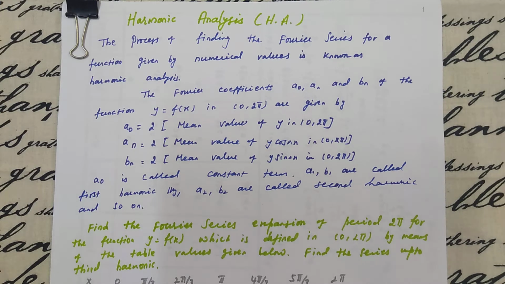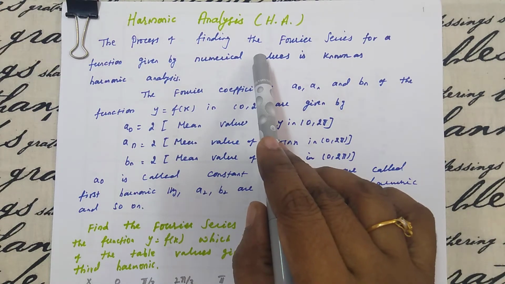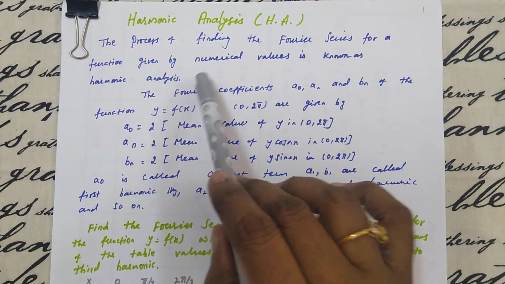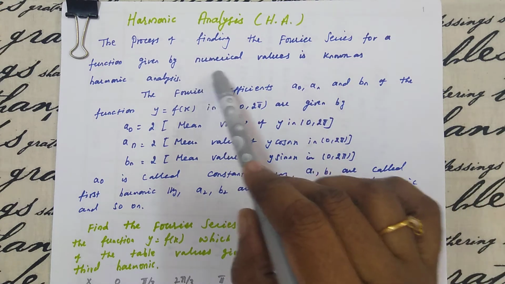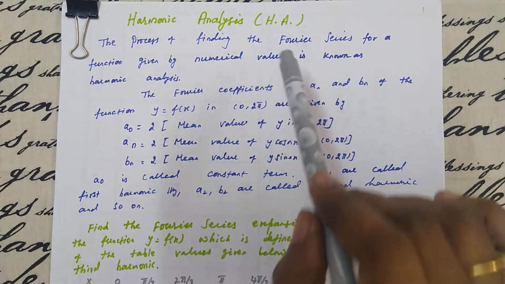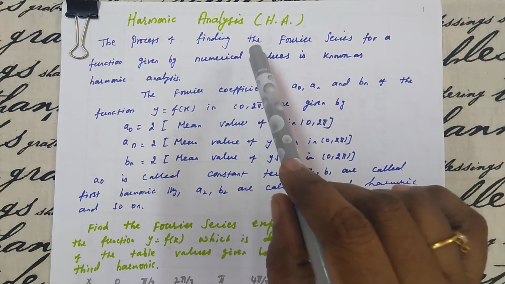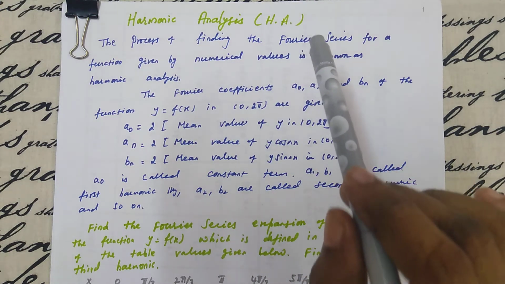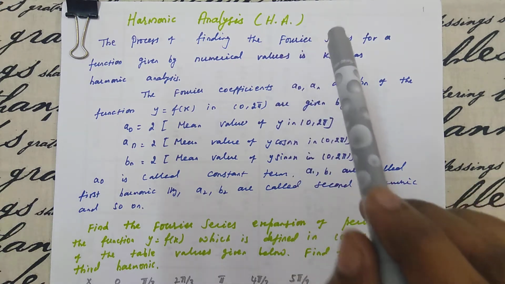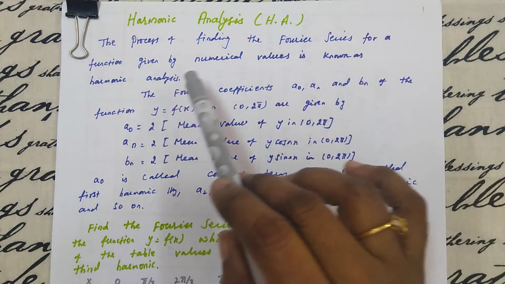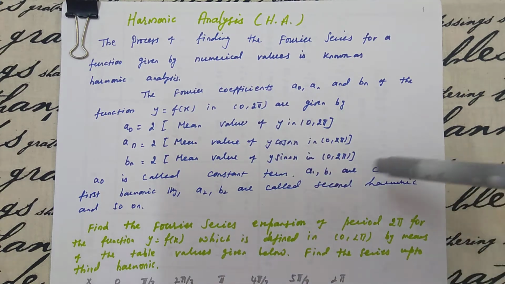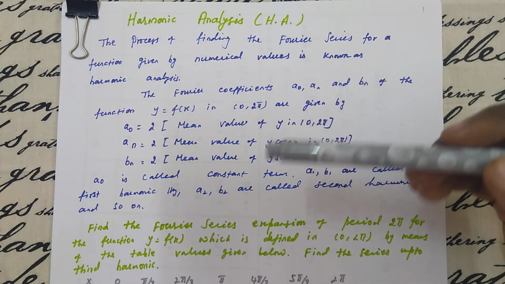First, we will see what harmonic analysis is. Harmonic analysis is nothing but the process of finding the Fourier series for a function given by numerical values. So numerical values for the Fourier constants is known as harmonic analysis. We are going to find a0, an, bn numerically, and that is called harmonic analysis. There are some formulas for a0, a1, a2 like that.